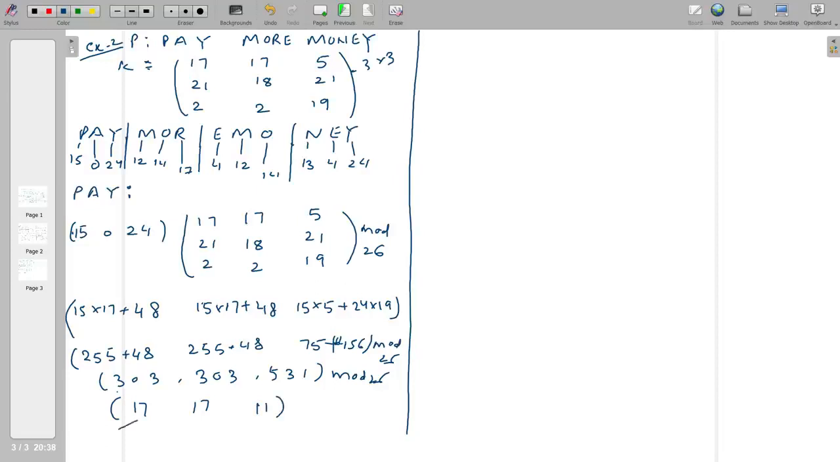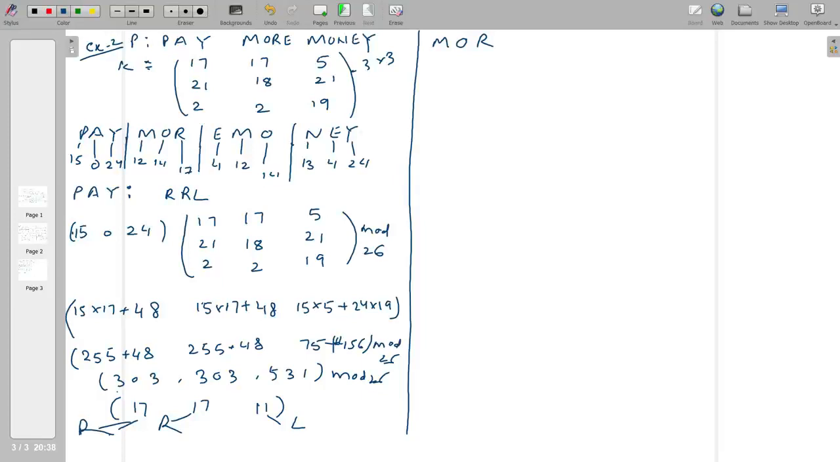So this 17 is for R. For both 17s we are going to write R, and 11 is for L. So PAY can be encrypted as R, R, L. So the cipher text for PAY is RRL. Now we are going to take the second one. The second one is MOR. What do we write for MOR?